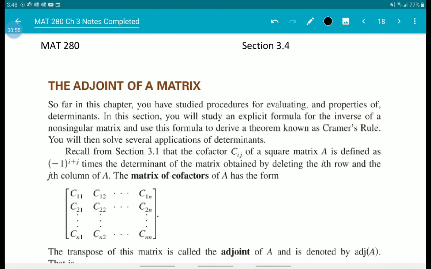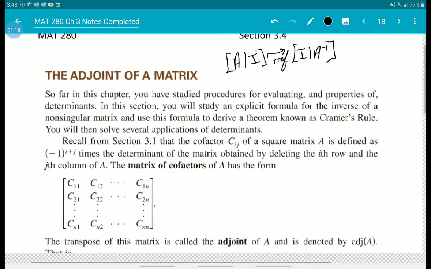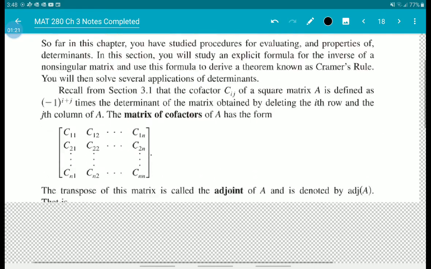So let's talk about the adjoint and finding inverses. Up until now, we said if we wanted to find an inverse, we took A, we paired it with the identity, we did some row operations, and we got the identity on the left and A inverse on the right. That's a great way to find the inverse, but this is going to give us an alternative way if we want to. And there are benefits to both ways.